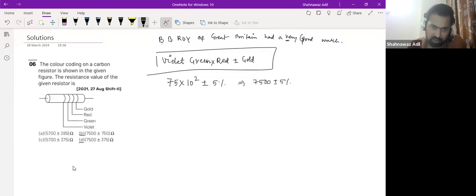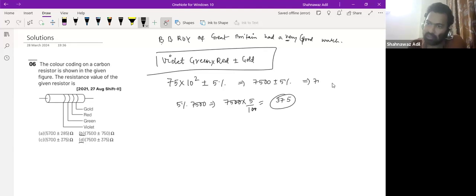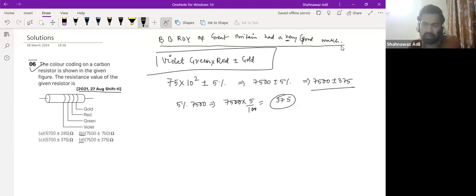Okay, so we have the answer 7,500 plus minus 5%. What is 5% of 7,500? 7,500 into 5 by 100. This will cancel. So this is how much? 375. So 7,500 plus minus 375. If you go back and see the previous year's questions, you will see this question many times. You only have to remember this poem. So how many of you got the answer? This was easy to solve.